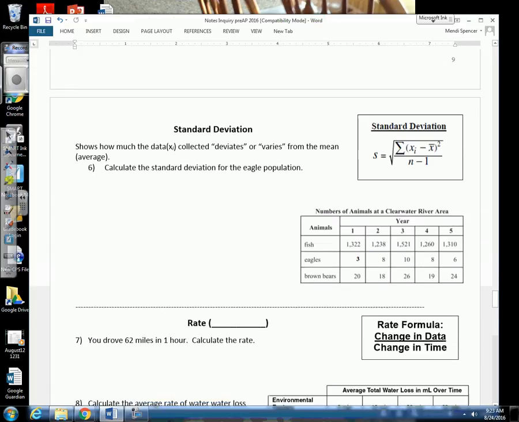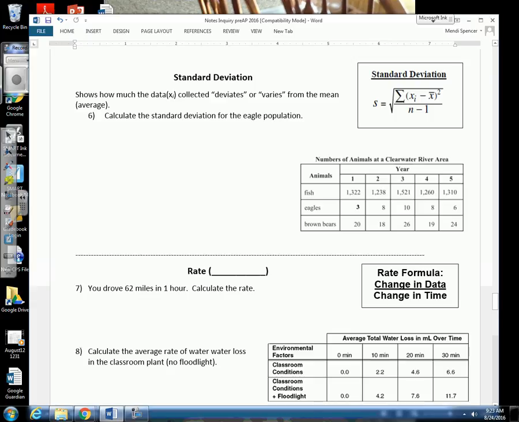Moving on to probably a new calculation for you is standard deviation. The reason why we're going to teach you standard deviation here is because if you take AP Bio, you're going to calculate what's called standard error. But first you have to know how to calculate standard deviation to solve for that number so you can use that number to calculate standard error. We're going to go ahead and teach you standard deviation now, so it's one less thing that you have to learn whenever you're in AP.